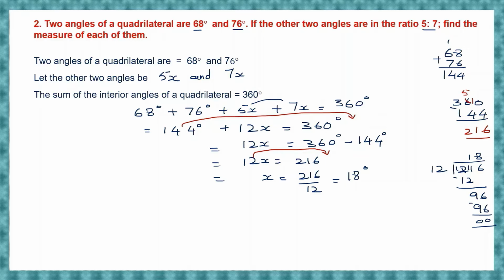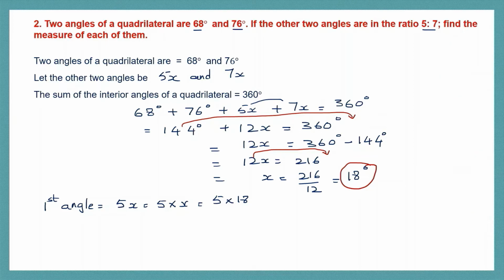Now that we have found the value of x to be 18, we have to find the other two angles. So the first angle is 5x, which means 5 into x, that is 5 into 18, because we found the value of x to be 18. So let's multiply 18 into 5. 5 eights are 40, carry 4. 5 ones are 5, plus 4 is 9. So the first angle is 90 degrees.